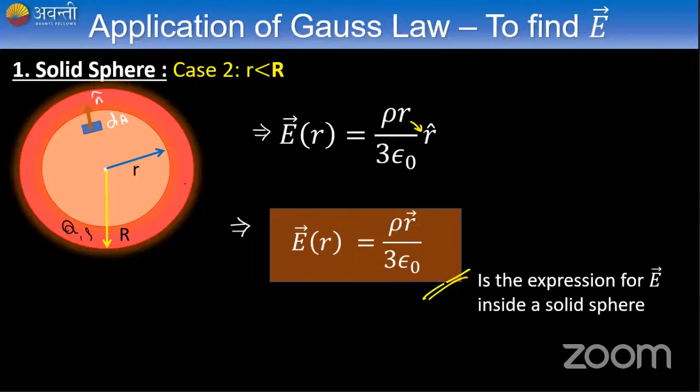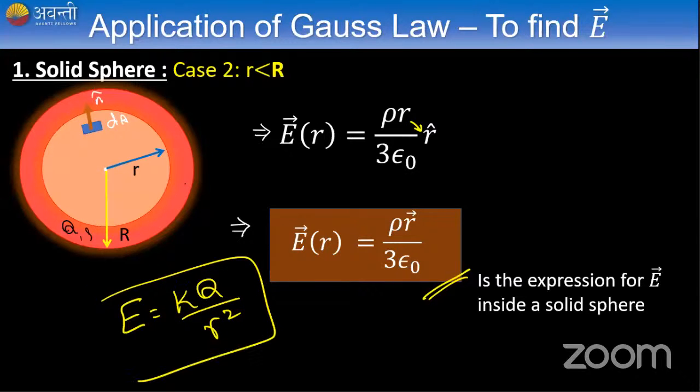So this is my expression for electric field inside a solid sphere. Any doubts here, guys? So we got two expressions for electric field outside the solid sphere and inside the solid sphere. But what is the general expression? The general expression for electric field of a solid sphere will be nothing but k times q by r square always. Using Gauss's law, we checked by substituting the value of q as volume charge density rho times volume. So we get this expression.